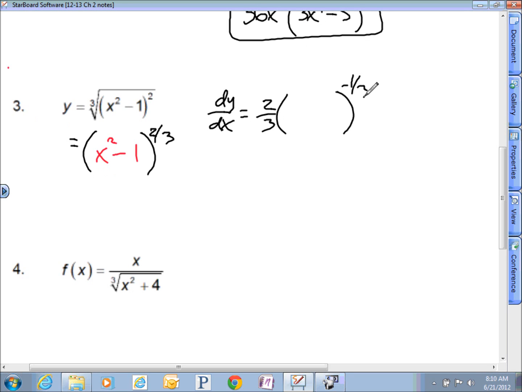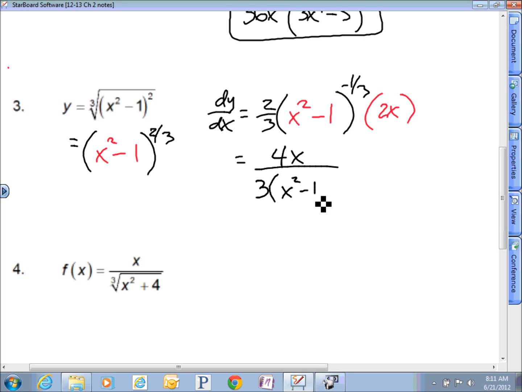What's the derivative of the inside function? The inside function is x squared minus 1, so its derivative is 2x. And now to complete everything, what was inside before is x squared minus 1. So let's make sure it's still inside of that black function. Now we clean it up. If we clean it up, our numerator is going to be a 4x, and our denominator is going to be a 3 and an x squared minus 1 to the positive 1/3 power.